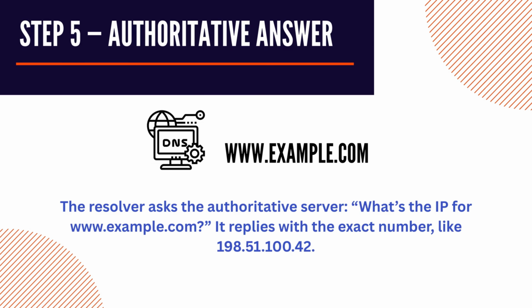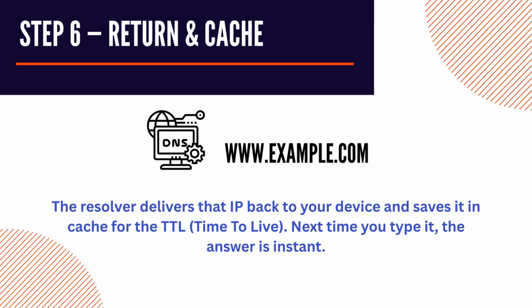Step 5, authoritative answer. The resolver asks the authoritative server, what's the IP for www.example.com? It replies with the exact number, like 198.51.100.42. Step 6, return and cache. The resolver delivers that IP back to your device and saves it in cache for the TTL, time to live. Next time you type it, the answer is instant.